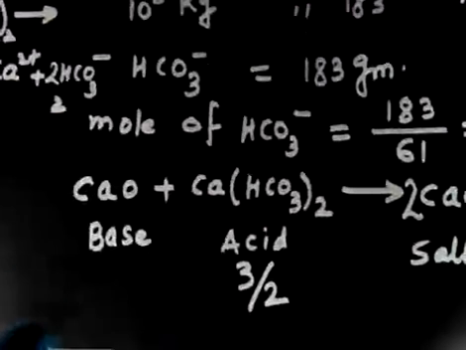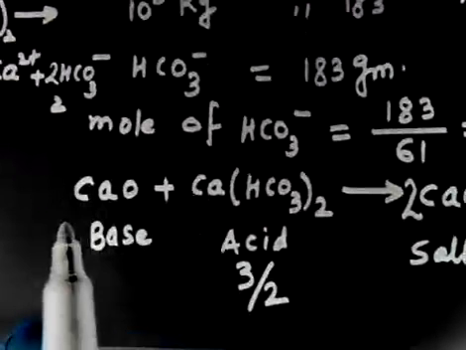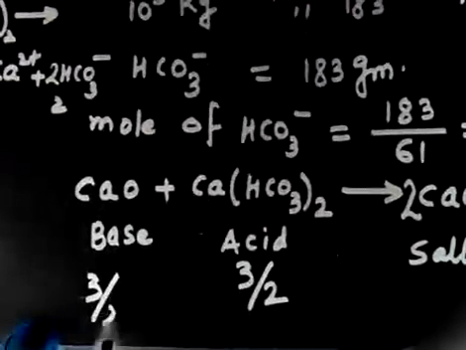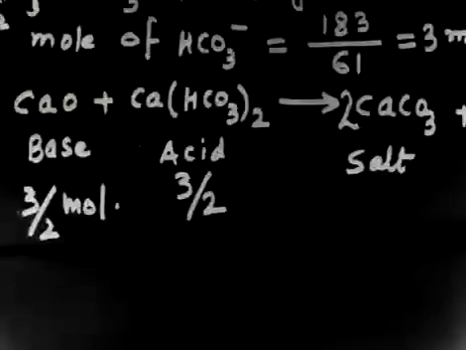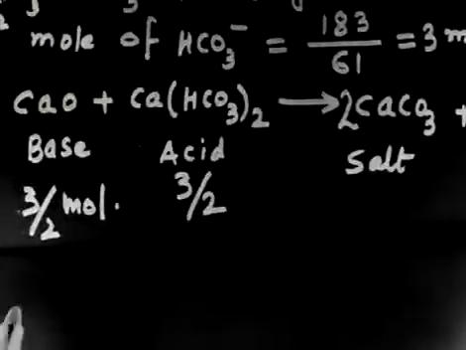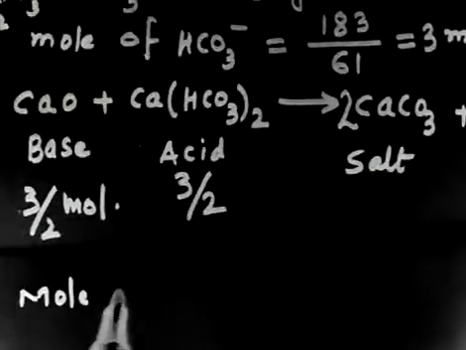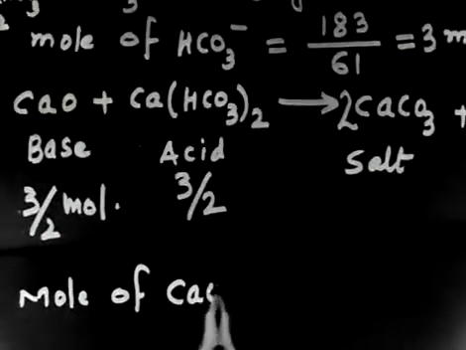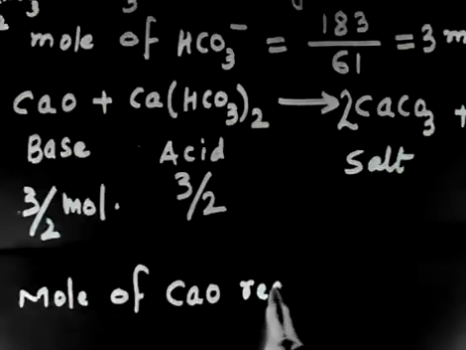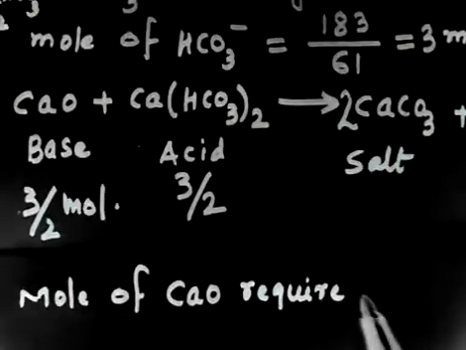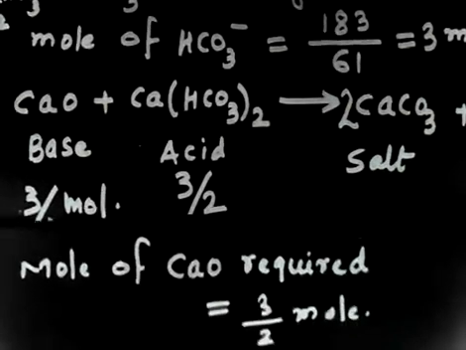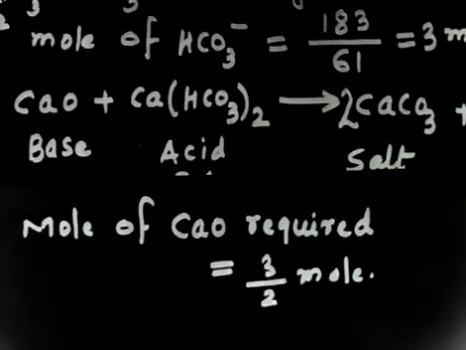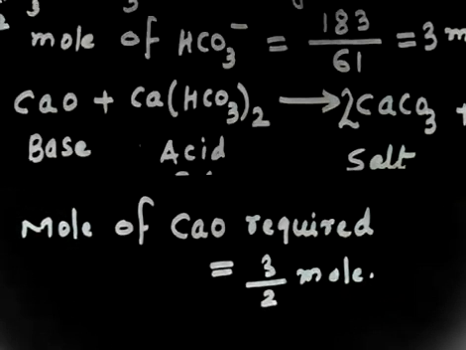So what is the mole of base that is required? Of course 1 mole reacts with 1 mole, so base also required is 3 by 2 mole. Are you getting? So now I can say mole of CaO required will be 3 by 2 mole. Are you getting? So this is the mole of CaO that is required in this case. Now we also have the next part.